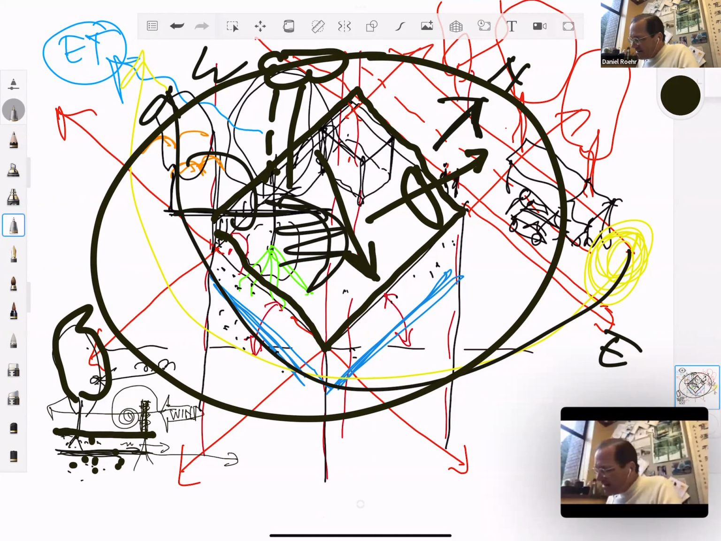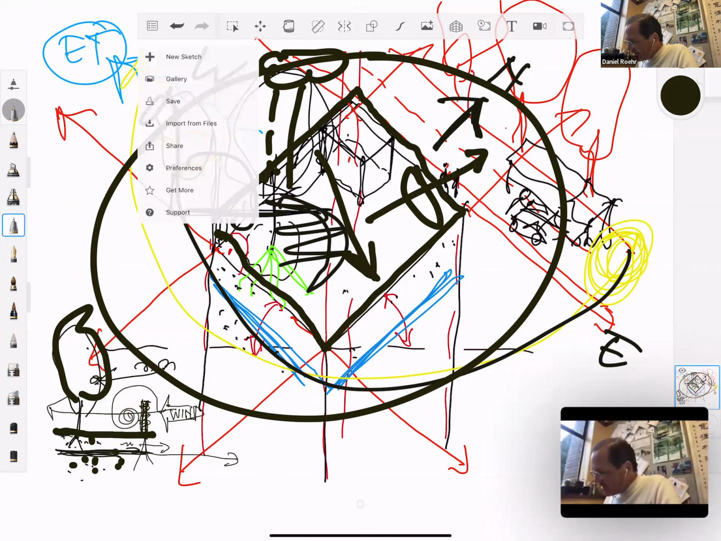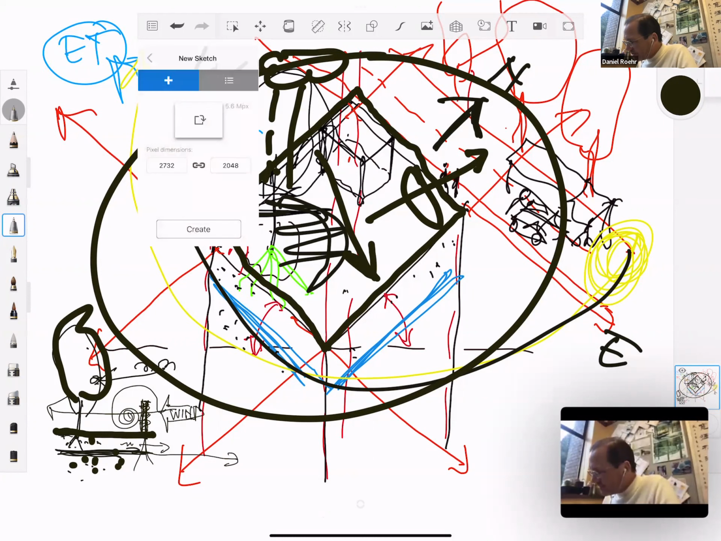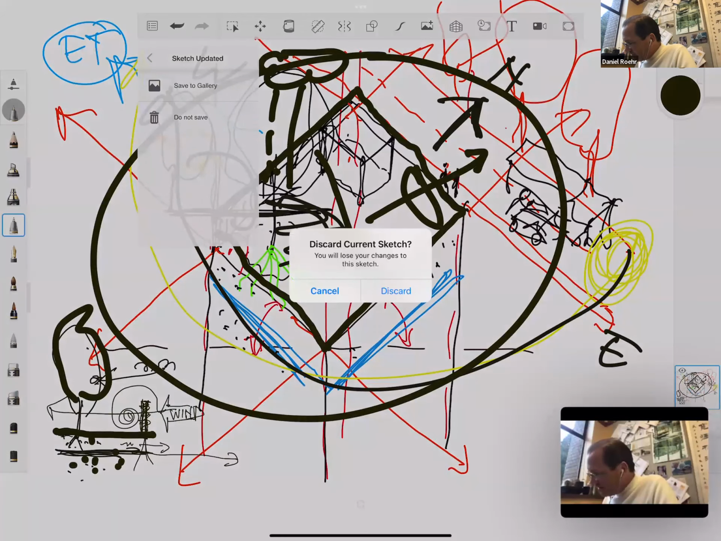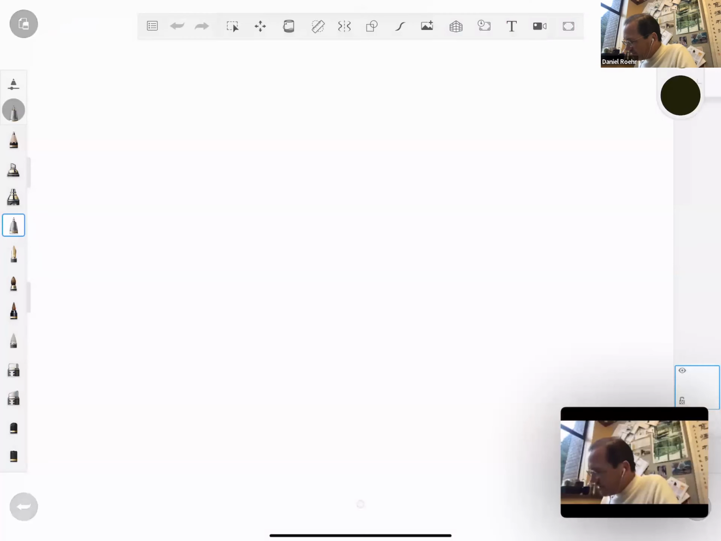And then you can obviously add, I'm going to use a different slide, new sketch, create. Hopefully it does it, save, do not save. There you go.